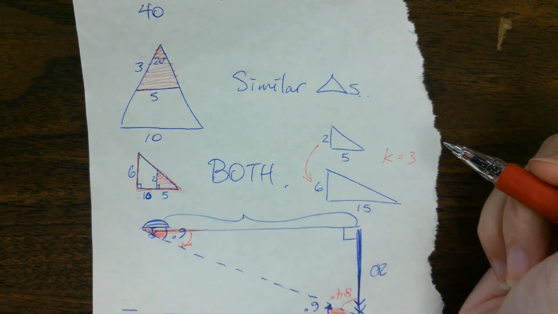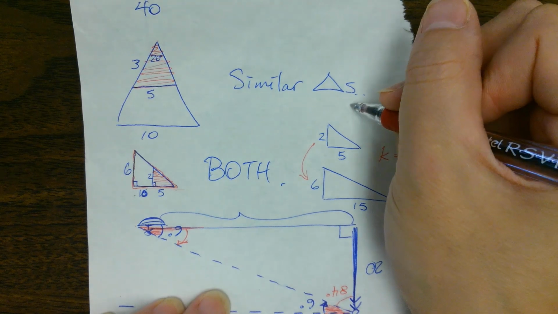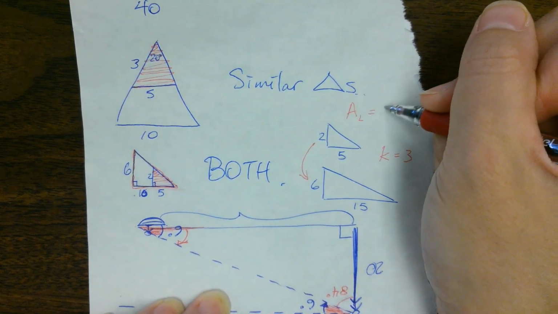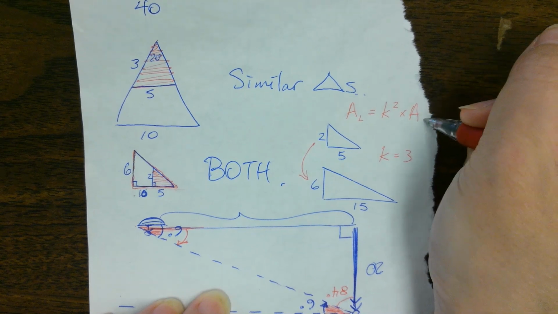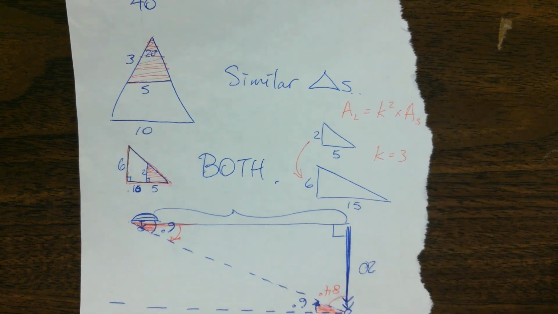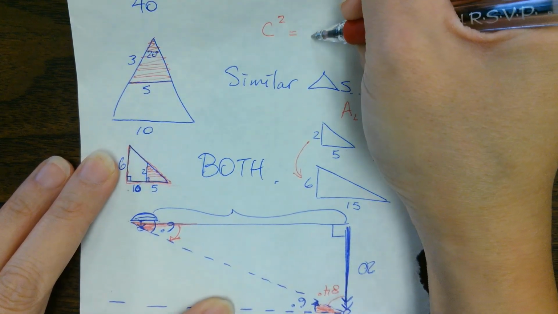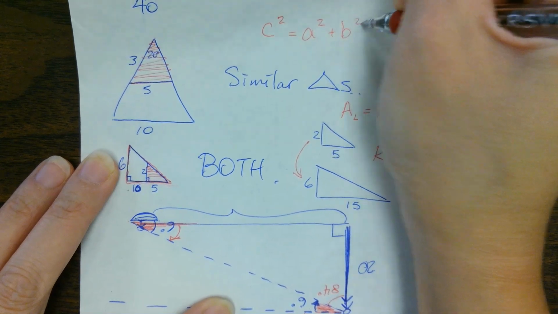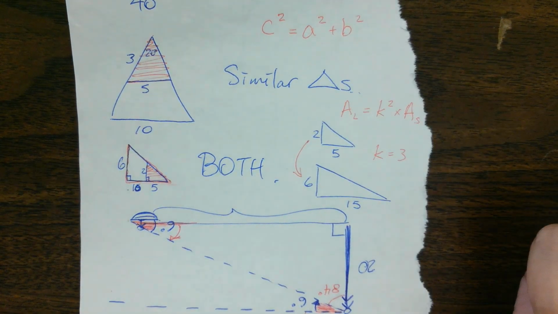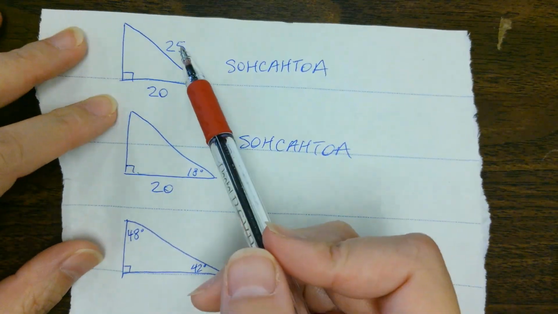So remember the formula? Area of the large triangle is K squared times the area of the small triangle. Remember this one formula. So on the test, you have to remember SOHCAHTOA, the spelling of SOHCAHTOA, and this one formula, and Pythagorean theorem. What's Pythagorean theorem again? C squared equals... What is C? Hypotenuse.